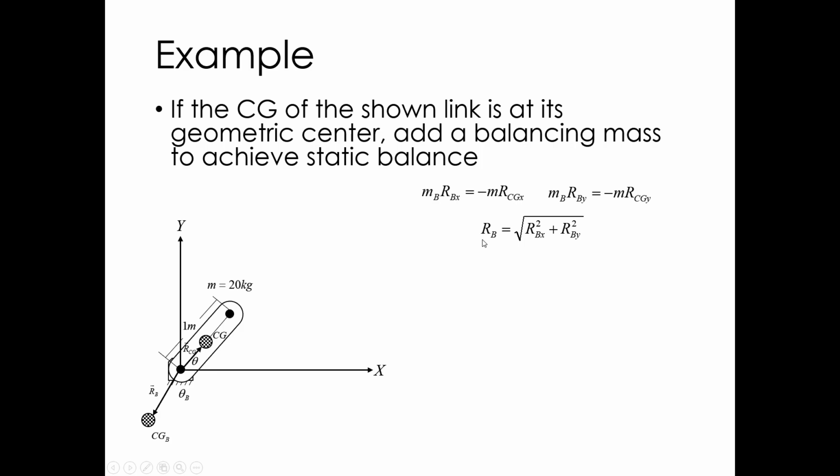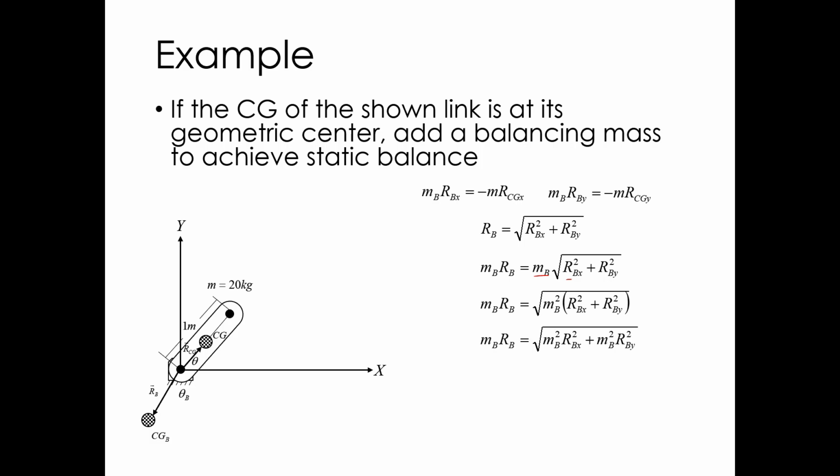As far as finding the position, we can use the magnitude equation, right? So r squared is rx squared plus ry squared. We can use that, and we can multiply both sides by mb. We can factor mb inside the square root. We can distribute it to these two terms.